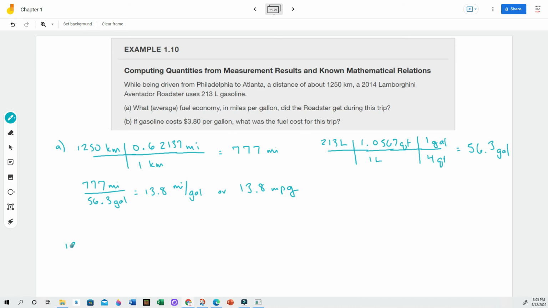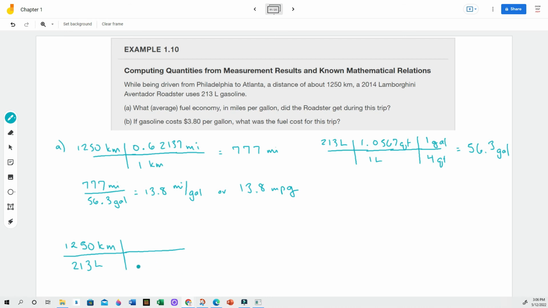I would start with my 1,250 kilometers because I want my distance in the numerator. And this is over my volume, which is 213 liters. Now you can change these units in whatever order you want. I'm going to first deal with my kilometers, and then I'm going to deal with my liters. But if you wanted to, you could convert your liters first and then deal with your kilometers. That's the beauty of multiplication and division, it can be done in whatever order makes the most sense to you.